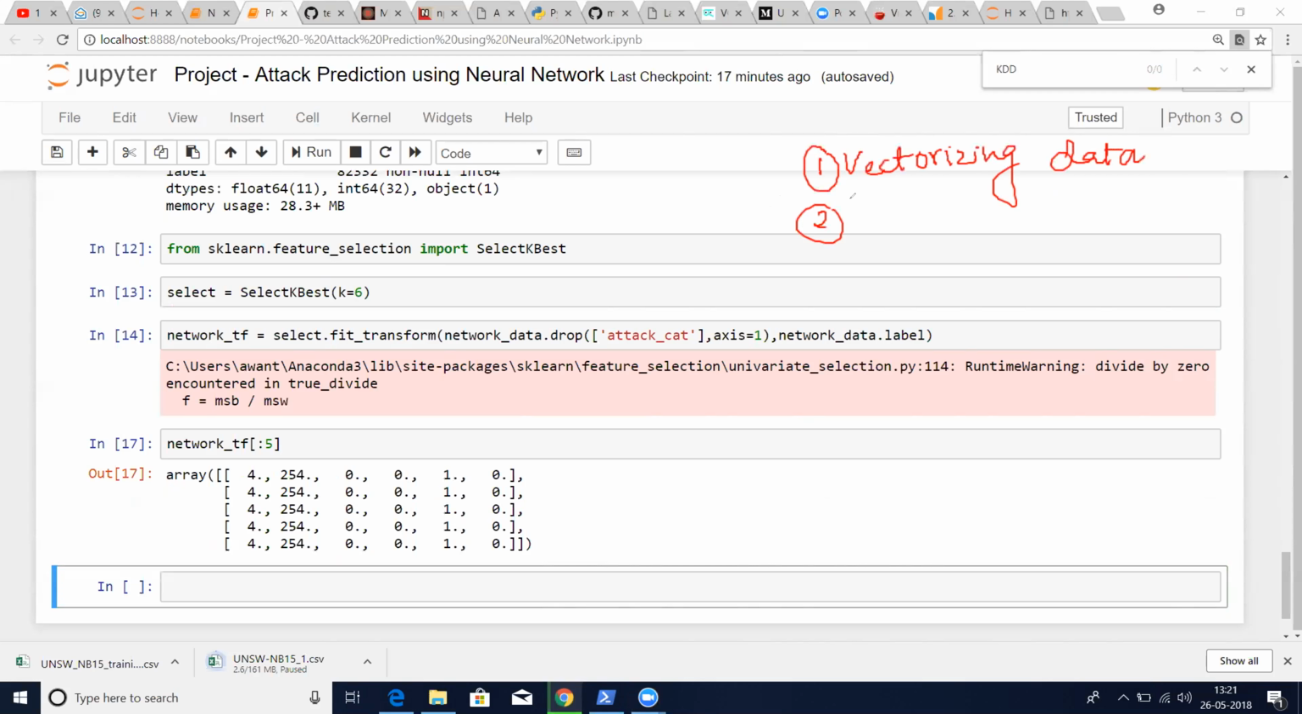Second step is feature selection. Third step is a neural network model. Vectorizing means nothing but changing the data into a numerical form. So these are the three things that we are doing. We have done these two, and we are doing this first. Clear? Okay.